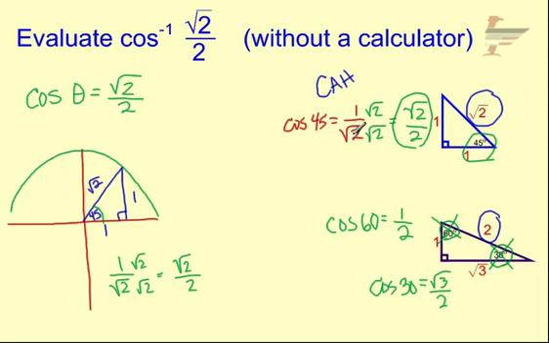So this is our angle right here. This is the angle that will give us that trig value. So theta is 45 degrees. And then 45 degrees in radians, we can ask ourselves, how many 45-degree angles fit into 180, which is the same thing as pi, and I know there are 4 of those, so our radian measure is going to be pi over 4.